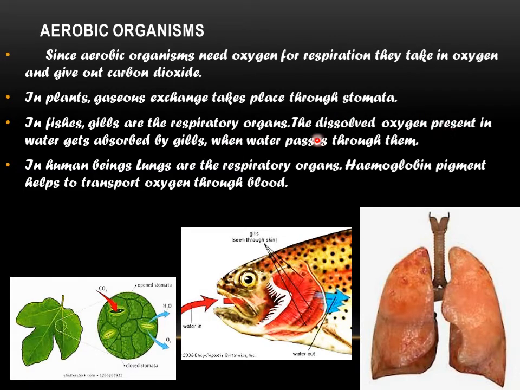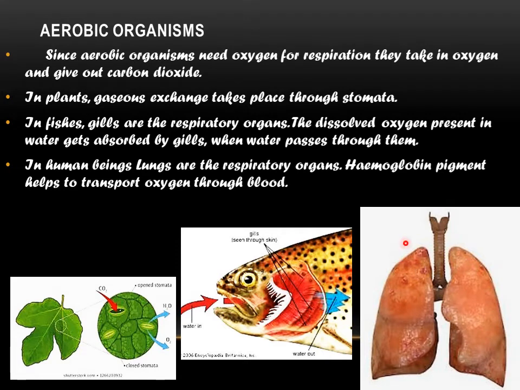The dissolved oxygen present in the water gets absorbed by the gills when the water passes through the mouth and then flows out through the gills. So water enters through the mouth and flows out through the gills. At that time the blood vessels present in the gills will absorb that dissolved oxygen, which is then circulated in the whole body of fishes.